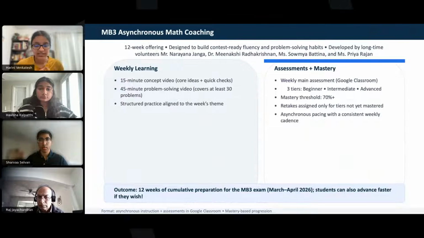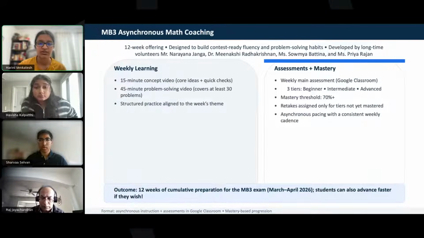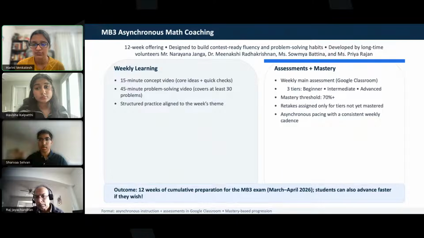NorthSouth also offers asynchronous math coaching. This is, I believe, a new initiative that's running, so I'm just going to talk a little bit about that. It's designed to build contest-ready fluency and problem-solving habits, and it's developed by longtime volunteers like Mr. Narayana Janga, who's also been working on revamping the curriculum into the learning journey curriculum with other volunteers like Dr. Meenakshi Radhakrishnan, Ms. Saumya Badina, and Ms. Priya Rajan.